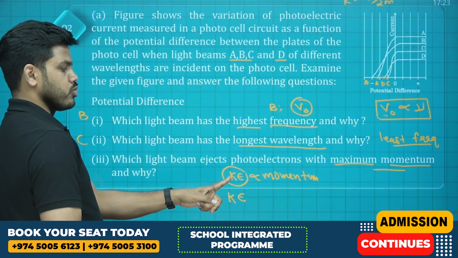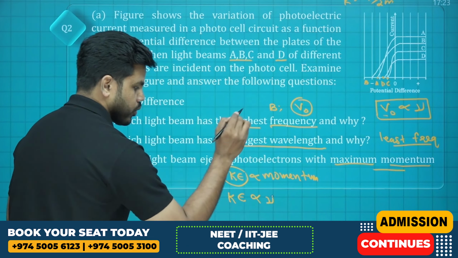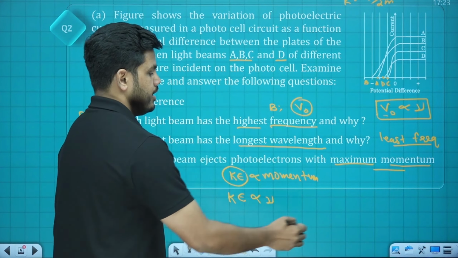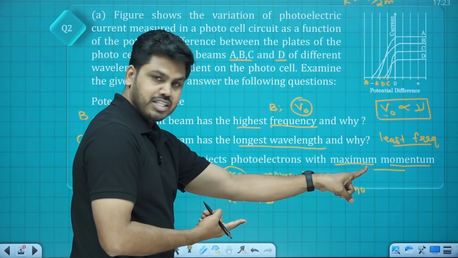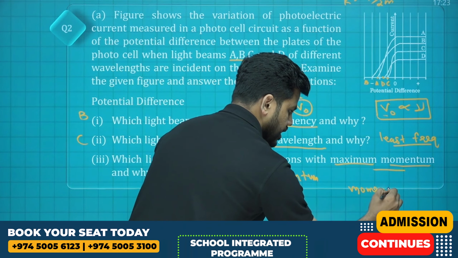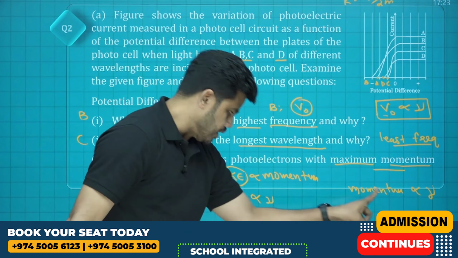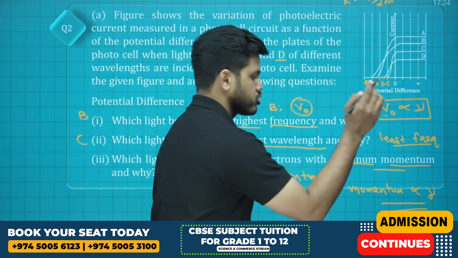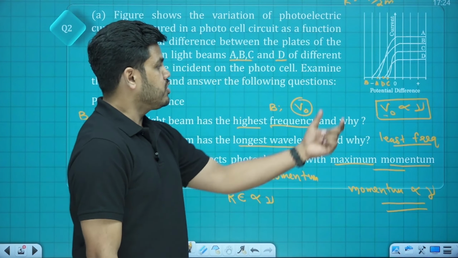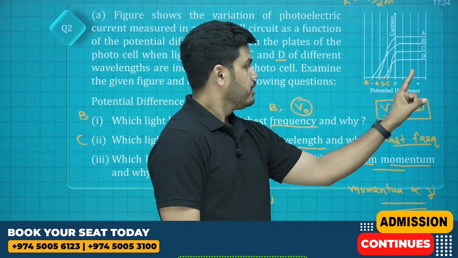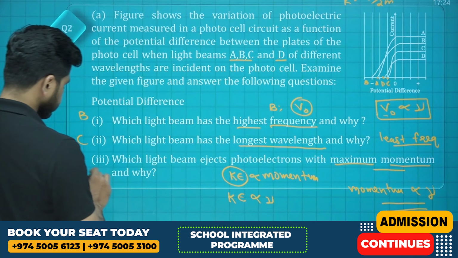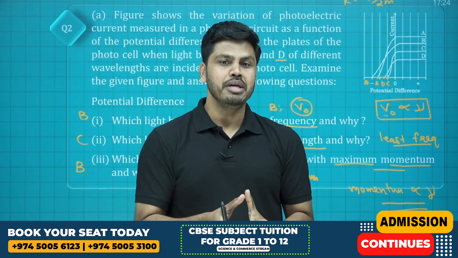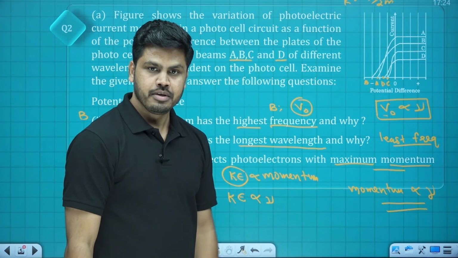Maximum kinetic energy. And kinetic energy is proportional to what? The kinetic energy of photoelectrons is directly proportional to the frequency. That we just mentioned before, right? Kinetic energy is proportional to frequency. Because momentum is proportional to kinetic energy and kinetic energy is proportional to frequency, we can say momentum is directly proportional to frequency. And which one has the highest frequency? We already identified that. That is graph B. So that is how we identified the beam corresponding to each question.